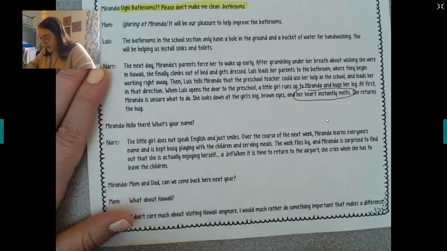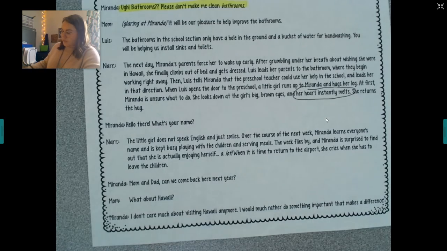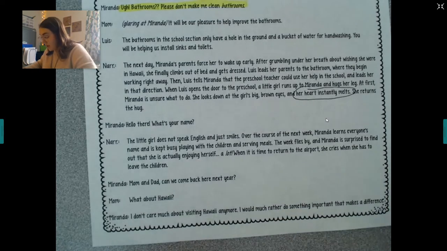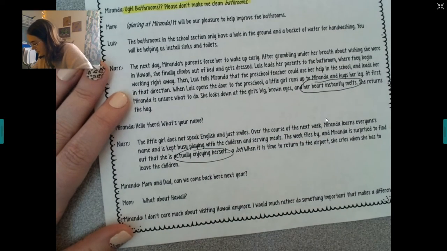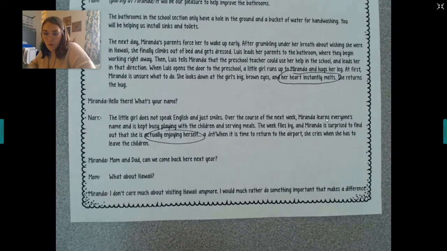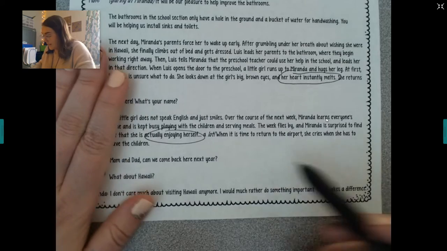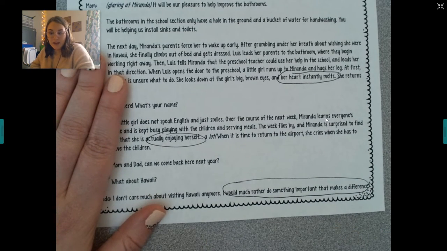Hello there. What's your name? The little girl does not speak English and just smiles. Over the course of the next week, Miranda learns everyone's names and is kept busy playing with the children and serving meals. The week flies by and Miranda is surprised to find out that she's actually enjoying herself a lot. When it's time to return to the airport, she cries when she has to leave the children. Mom and Dad, can we come back here next year? What about Hawaii? I don't care much about visiting Hawaii anymore. I would much rather do something important that makes a difference.